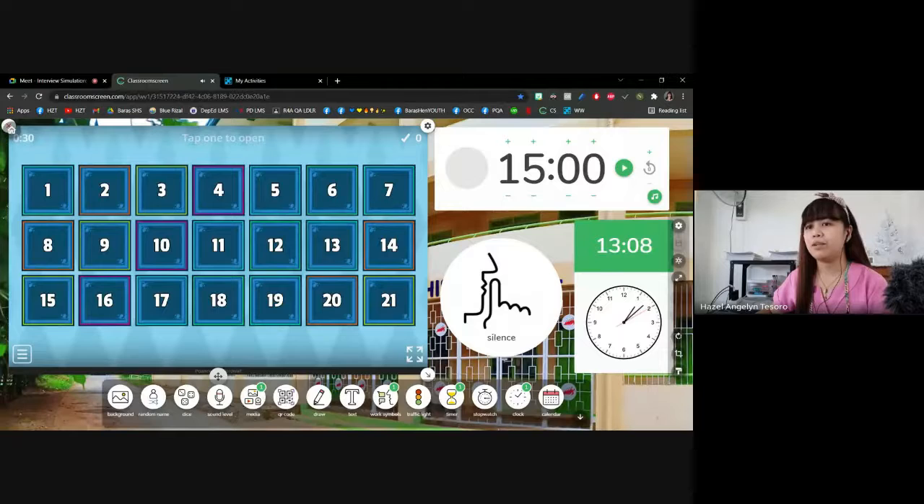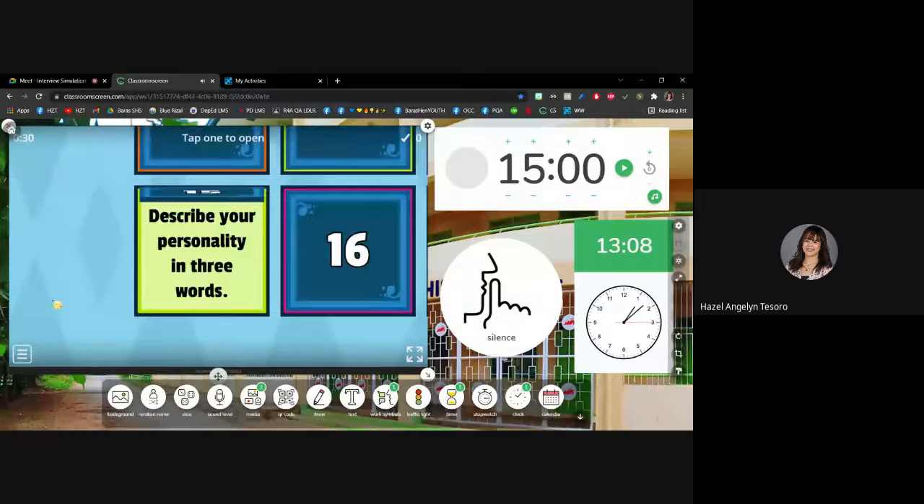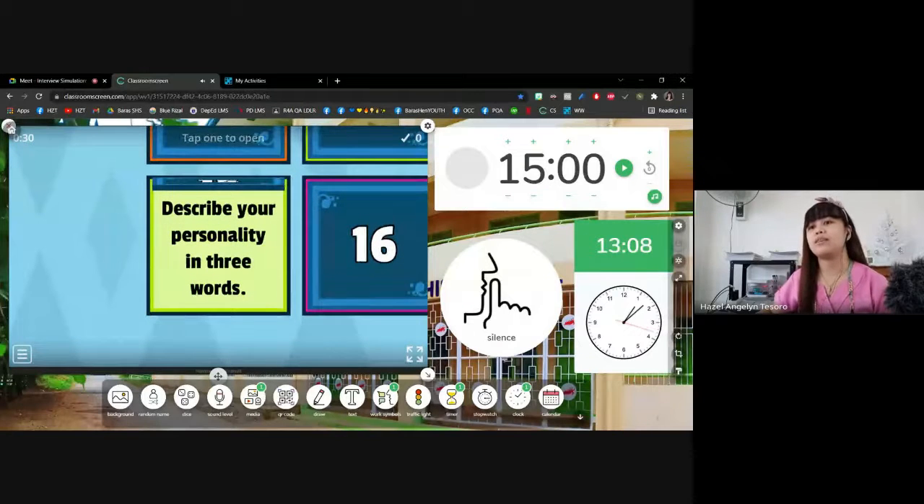So I'm going to select number 15. I'm not going to choose the random picker, but you have the choice to answer that. So, describe your personality in three words. I would describe myself as a person who is persistent, that's one, and geek. And then I would also describe myself as persistent, geek, and smart. Okay, smart, I would say.